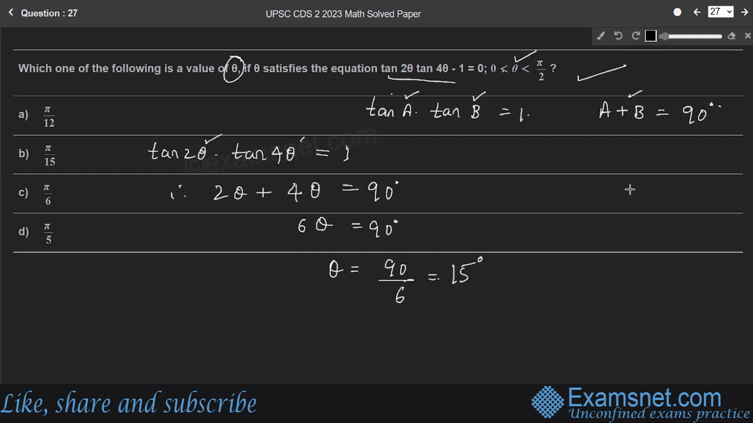In terms of radians, it is pi by how much? 180 by 15 is 12, so pi by 12. Yes, pi by 12 is the answer. The value of theta is pi by 12. Option A.